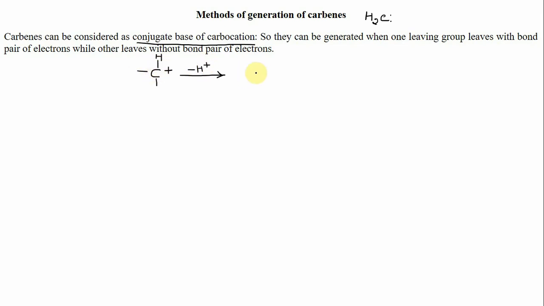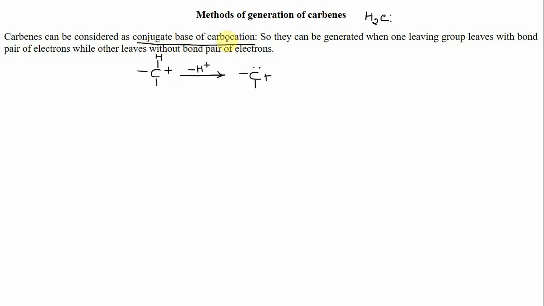So your product will become like this. There will be a positive charge also, and there will be a pair of electrons also, and it will be divalent, which is our carbene. So these carbenes are neutral species, as the positive and negative charges cancel out each other. So they can be considered as a conjugate base of carbocation.